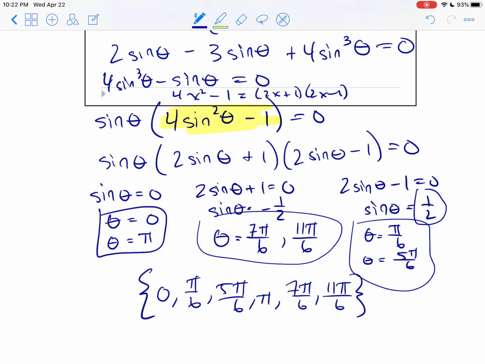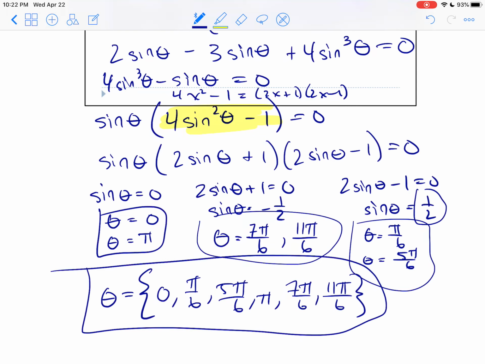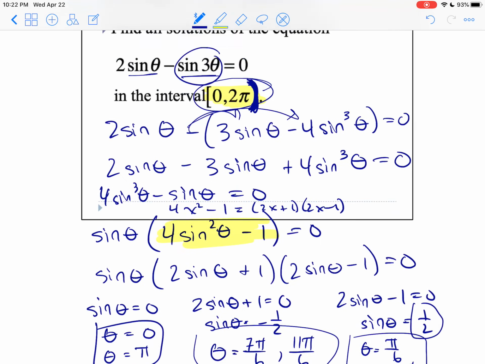So this would be the best way to write your solution set so you don't have to keep writing theta equals 0, theta equals pi, theta equals 7 pi over 6, theta equals... You can just write them all. Theta equals this. This is my solution set.